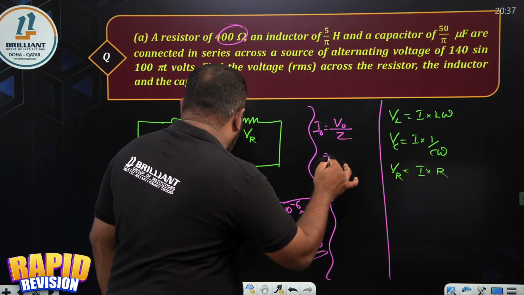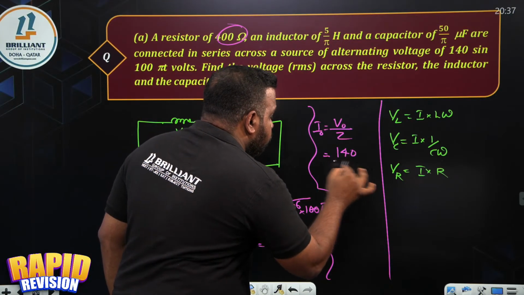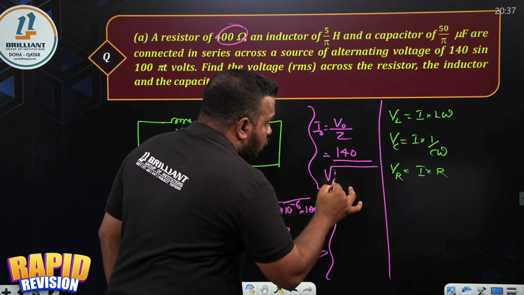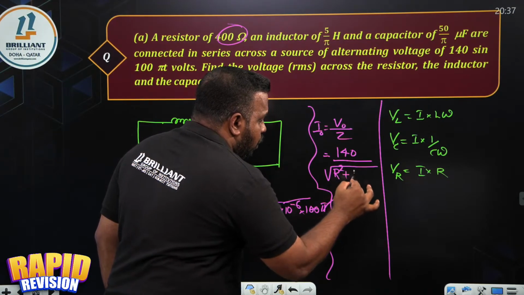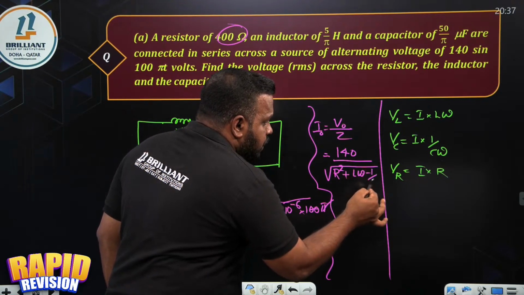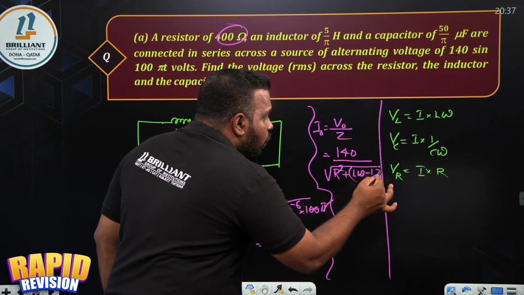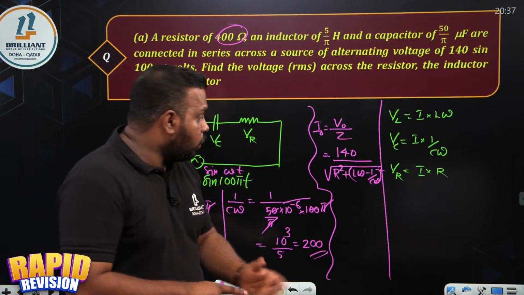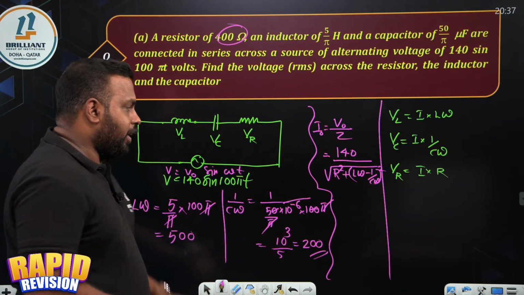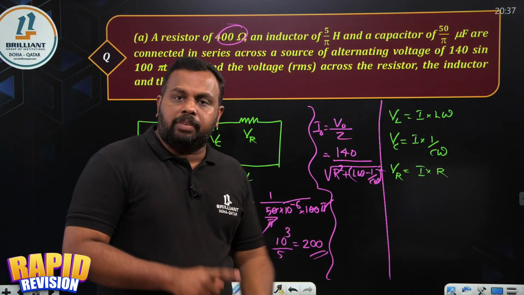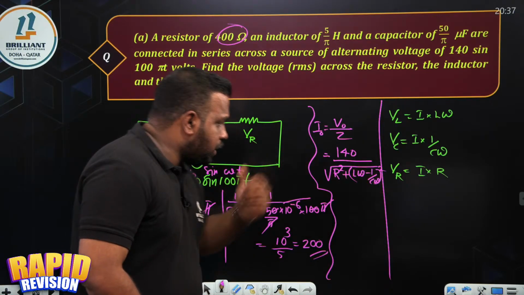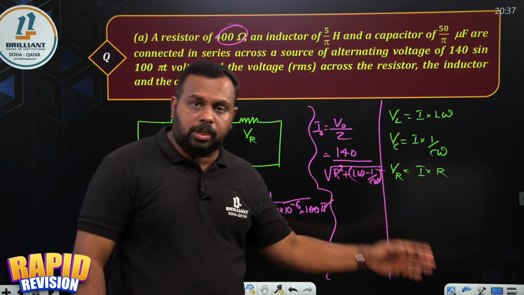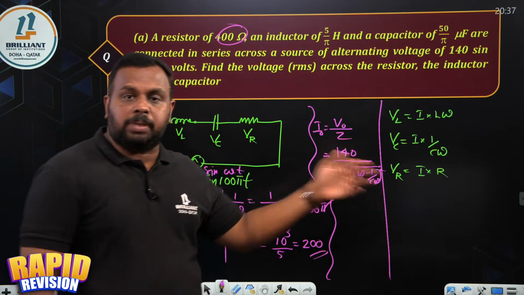So V naught is 140 divided by impedance. You have to calculate root of R square plus (L omega minus 1 by C omega) the whole square. Now you know all the values. R is given as 400. L omega we found as 500. 1 by C omega we got as 200. So L omega minus 1 by C omega will be 500 minus 200, which is 300. So 400 square plus 300 square.